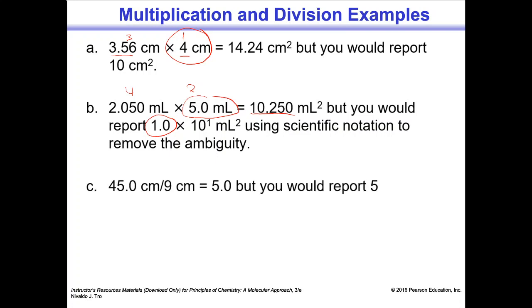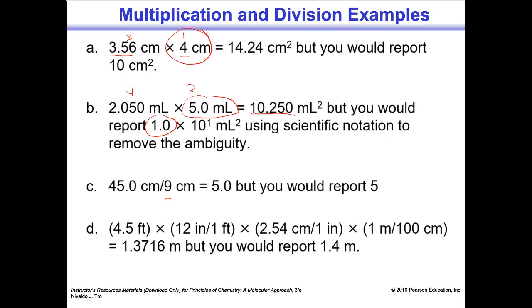What about division? Same rule: fewest number of sig figs. Here we have 45 divided by 9, which of course gives us 5. But we want to report only 1 sig fig, since 9 only has 1 sig fig. So we would report it just as 5.